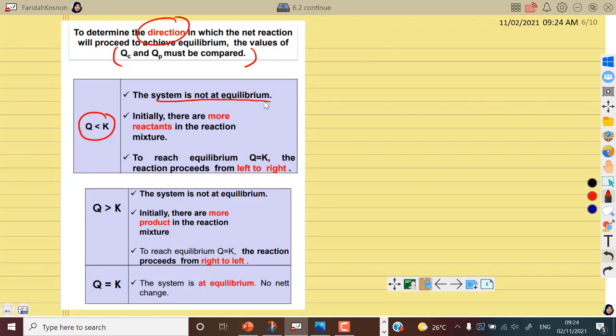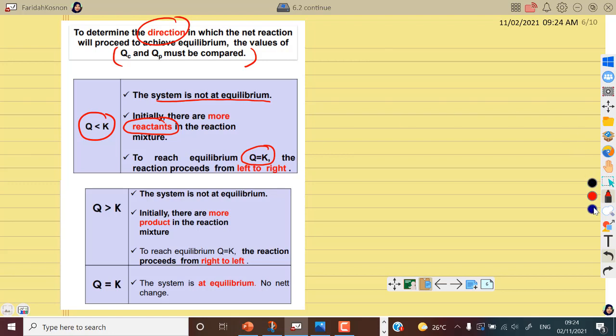Dalam sistem itu, maksudnya pada ketika ini, bila kita dapati bahawa nilai Q is less than K, itu menunjukkan dalam campuran ataupun sistem kita tu, concentration of reactant is very high. Ataupun more in the reaction quotient. Jadi to reach equilibrium, in order to make sure the value of Q is equals to K, the reaction proceeds from left to right. Okay.